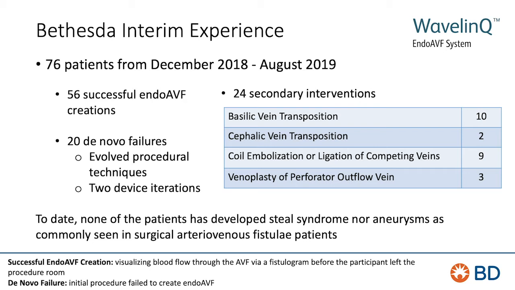Now, on the bright side, we created 56 fistulas, and then we followed them to see what was going to be the natural history. We found that we did have to do some secondary procedures. In my geographic area, if the basilic vein is going to be a target vein, that basilic vein has got to be transposed or elevated.